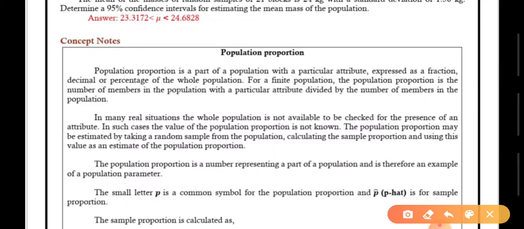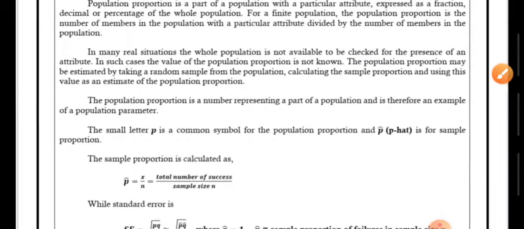In many real situations, the whole population is not available to be checked for the presence of an attribute. In such cases, the value of the population proportion is not known. The population proportion may be estimated by taking a random sample from the population, calculating the sample proportion, and using this value as an estimate of the population proportion.